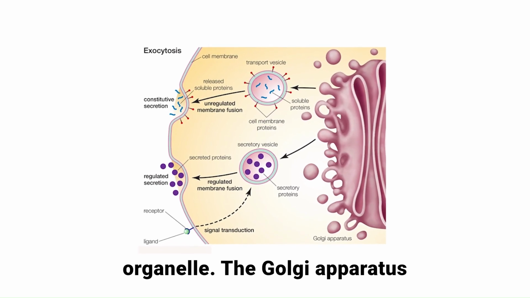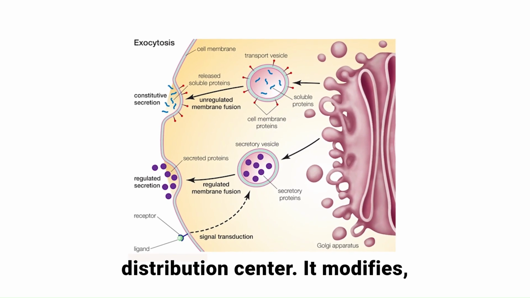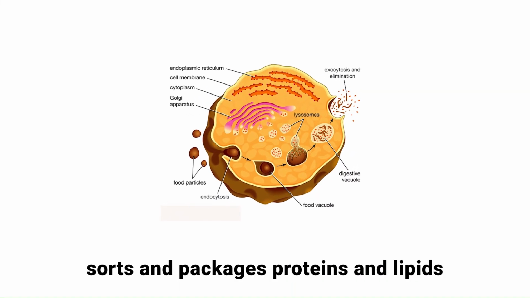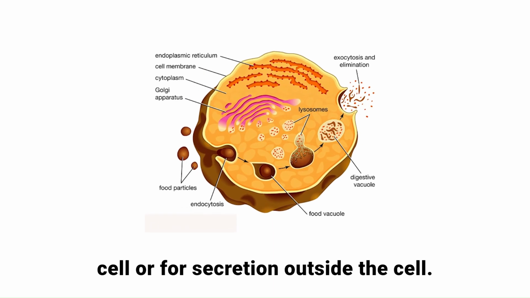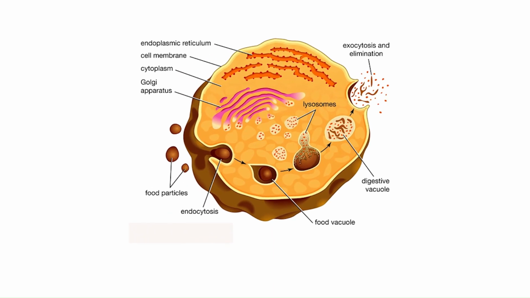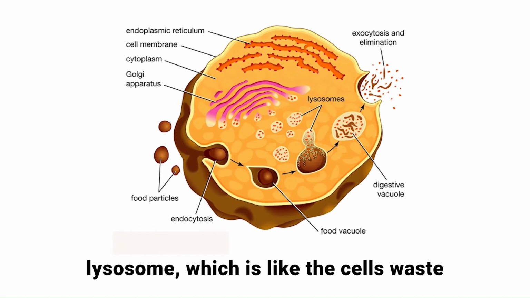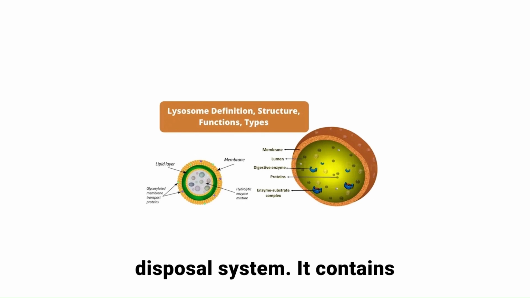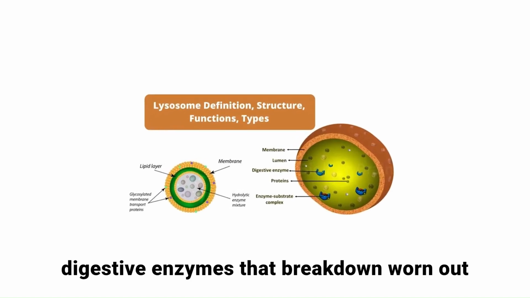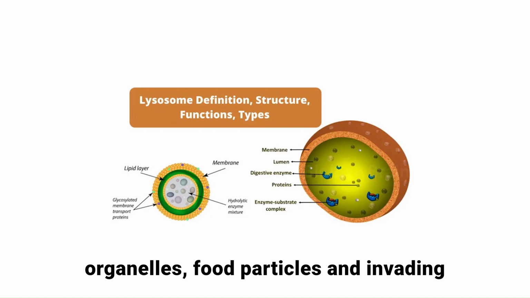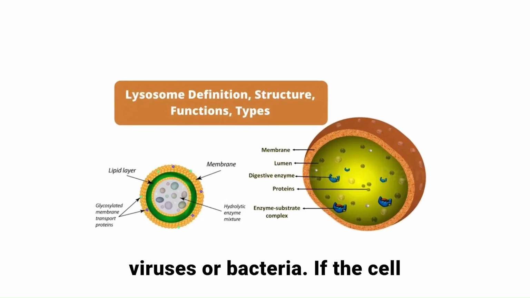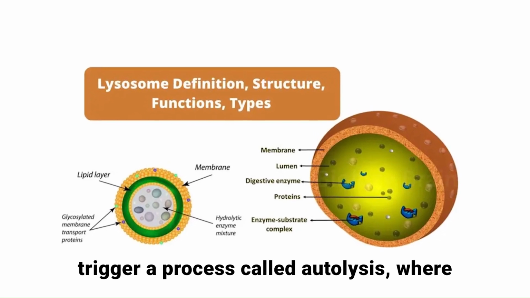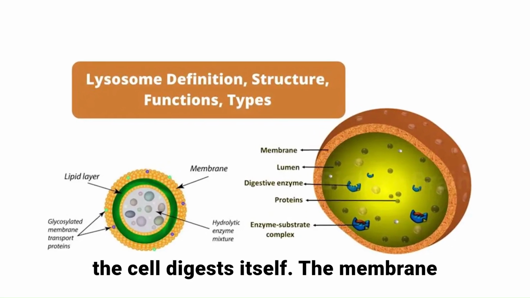The Golgi apparatus functions like a packaging and distribution center. It modifies, sorts, and packages proteins and lipids for delivery to different parts of the cell or for secretion outside the cell. Another important structure is the lysosome, which is like the cell's waste disposal system. It contains digestive enzymes that break down worn-out organelles, food particles, and invading viruses or bacteria. If the cell is damaged beyond repair, lysosomes can trigger a process called autolysis, where the cell digests itself.